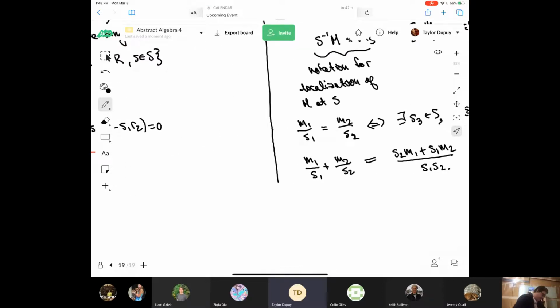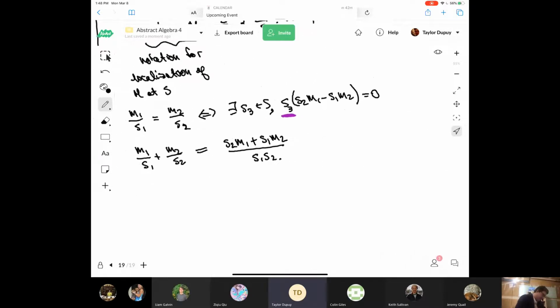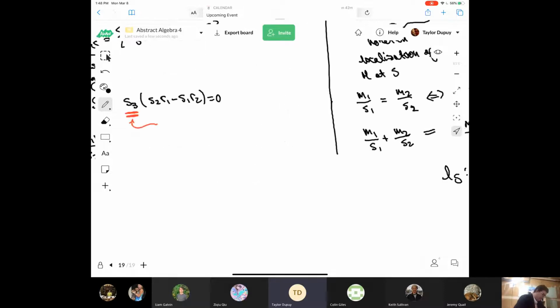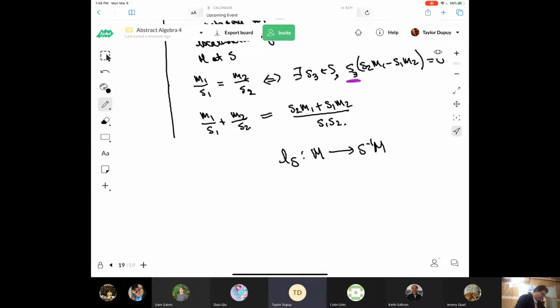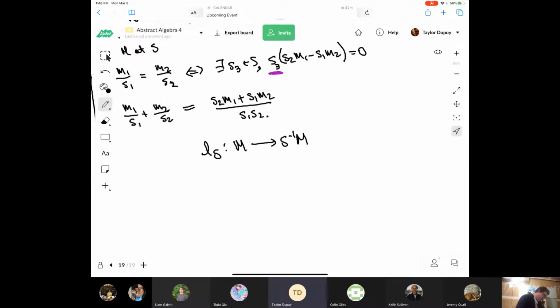Okay, and so now both of these come with a localization map. Okay, this thing comes with a localization map from M. On the bottom it's s1 times s2, because you have to have a common denominator. Okay, this is the localization map here.